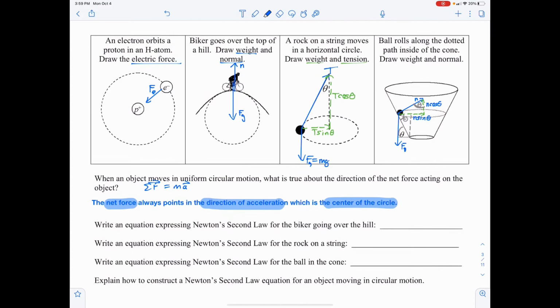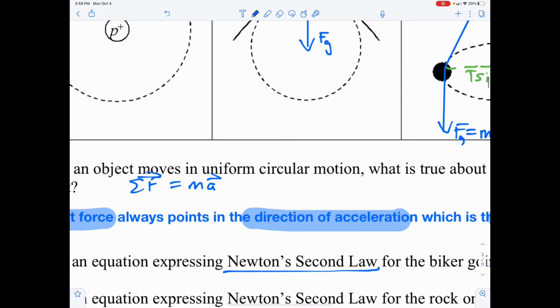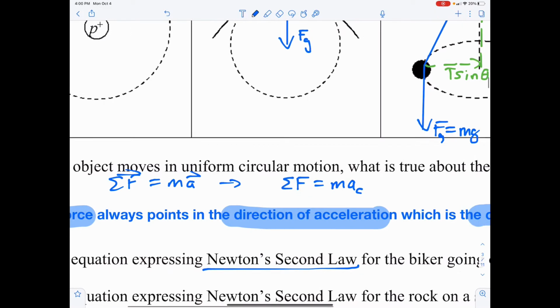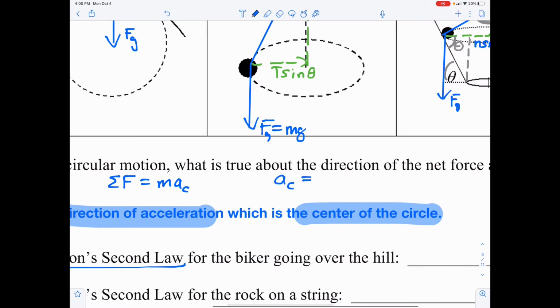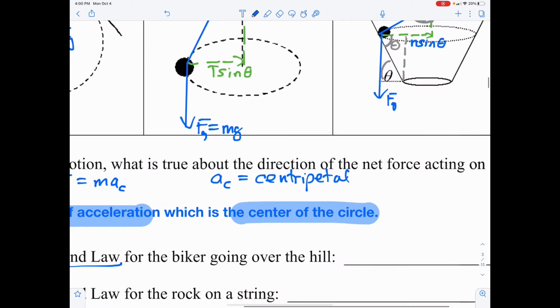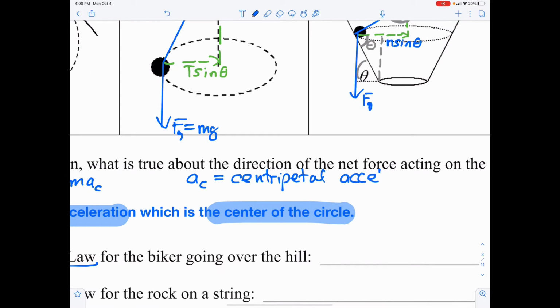Okay, let's write an equation for these various examples. For the second law, now we're going to do a second law equation, and this is how we're going to express it. We're going to write an example for the net force. The net force equals MAC. AC stands for centripetal acceleration.